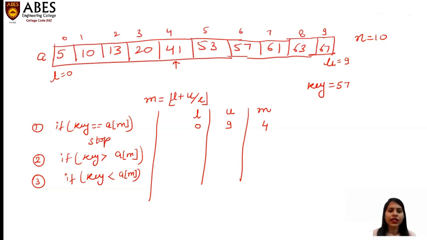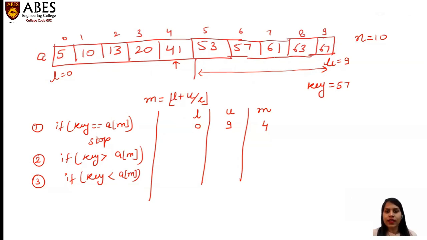Okay. Now we will check the first condition. Whether 57 is equal to 41. No. We will check the second case. 57 is greater than 41. Yes, right. The element we are searching for is greater than the middle element. Then our search will lie in this part of the array. Because the array is already sorted, the larger elements will lie in the second part of the array.